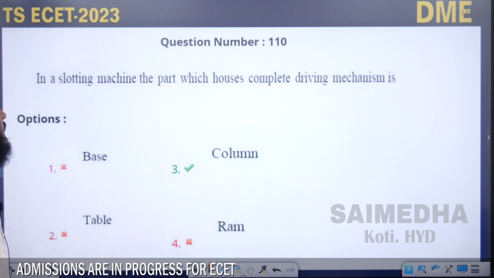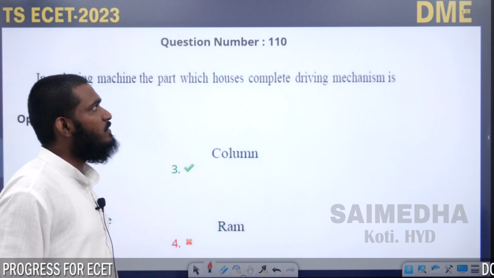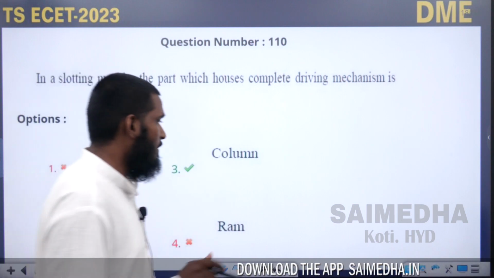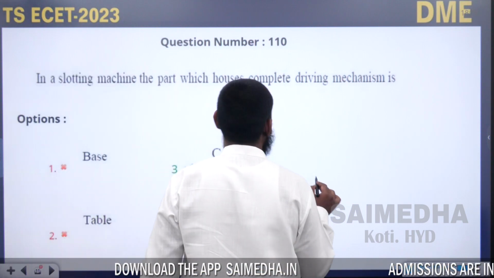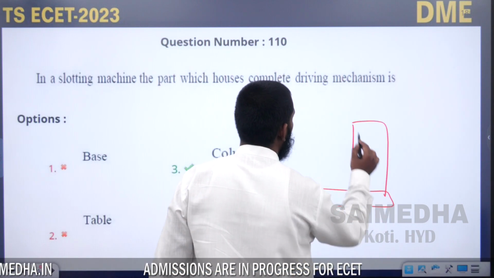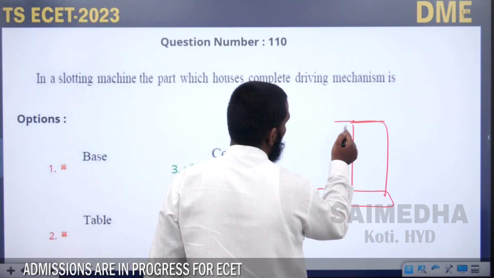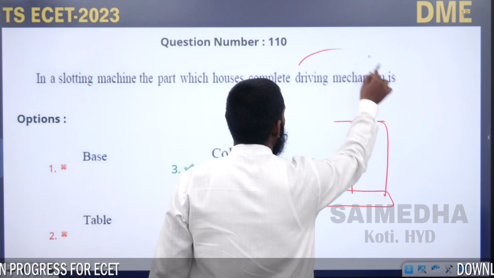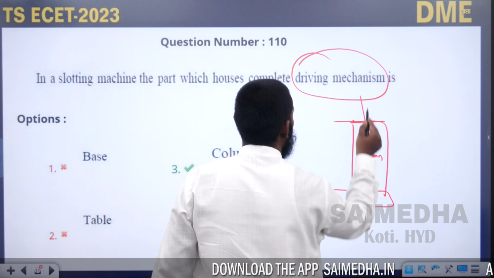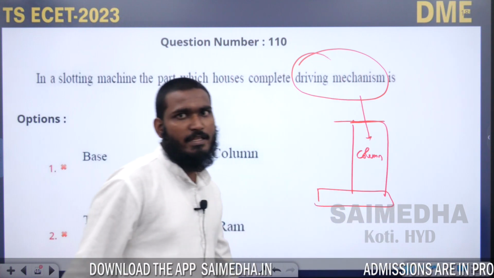Now next question. In a slotting machine, the part which houses the complete driving mechanism is. Where do we have the complete driving mechanism? Actually, the slotting machine will look like this. This is the base part, this is the column part. Then we will have some tool mechanism over here. So all this driving mechanism will be in the column.